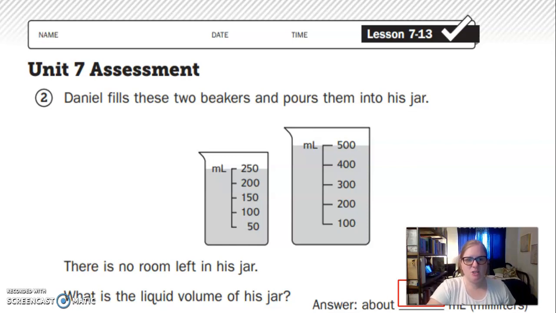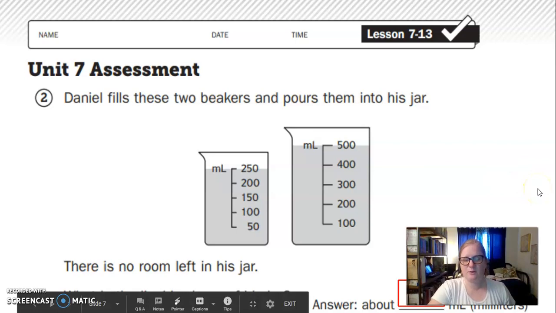Daniel fills these two beakers and pours them into his jar. There is no room left in his jar. What is the liquid volume of his jar? Okay. So I think that this one's pretty straightforward, and you answer in the red boxes for the math assessment.